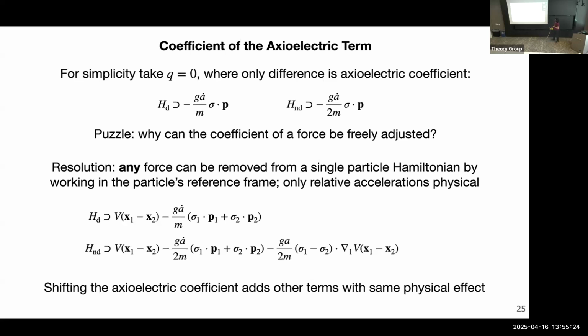If you have a Hamiltonian with a single particle and then something that gives force in it, you can always remove that force. There's always a transformation that does that, because that corresponds to simply working in the reference frame that's moving with the particle. And so this is something that you can do with classical mechanics as well. And so that means that if I want to see if a force is a real force, like can it actually be measured in experiments, I have to calculate the relative acceleration of more than one particle.